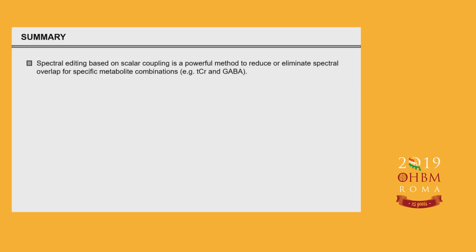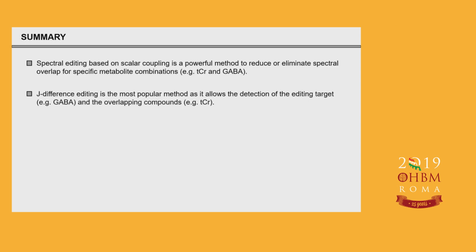So to wrap up, I hope I've been able to show you that spectral editing based on scalar coupling is a very powerful technique to hopefully eliminate your overlap, or at the very minimum reduce your spectral overlap significantly. The nice thing about J-difference editing is it allows you, by calculating the difference, to get the compound that you want. But by adding the two spectra together, you get everything else. There's also other types of editing, multiple quantum-based editing, where you destroy everything except for the compound of interest. And so you would have to do a second experiment to get the other compound.